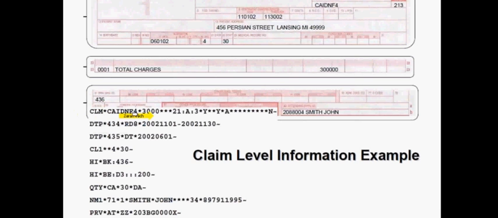Okay, so now let us see here, for example, patient control number, which is your CLM01 ID. So this is your ID. Some companies call this a claim control, patient control number, and some companies refer to the claim number. So don't get confused here. And then this is the amount they are charging. So right here, this is a 3,000 here, and there's a decimal period here. So it's not 300,000, but just a 3,000.